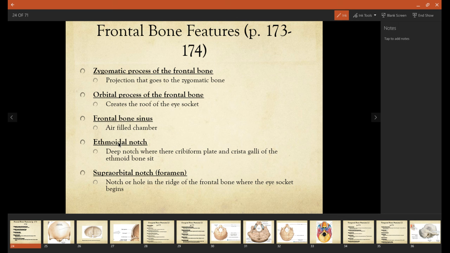We also have the ethmoidal notch, which is just going to be an indentation, or it looks like a piece of the bone is missing in the frontal bone where the ethmoid bone will sit. We also have a supraorbital notch or foramen.